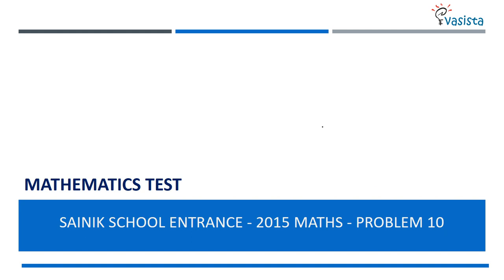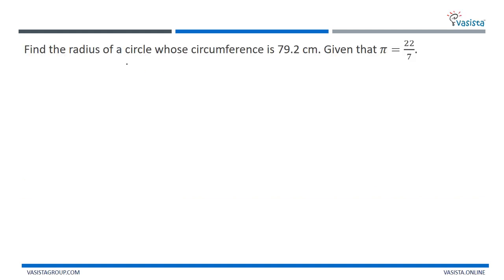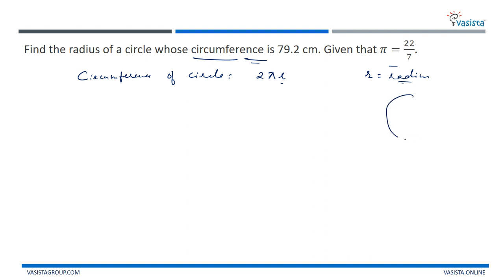Let me go with problem number 10. Find the radius of a circle whose circumference is 79.2 centimeters, given that pi is equal to 22 by 7. They have given the circumference of a circle. We know that the circumference of a circle is equal to 2 pi r, where r is the radius of the circle. We are supposed to find the radius, right? So this is the circumference and this is the radius.